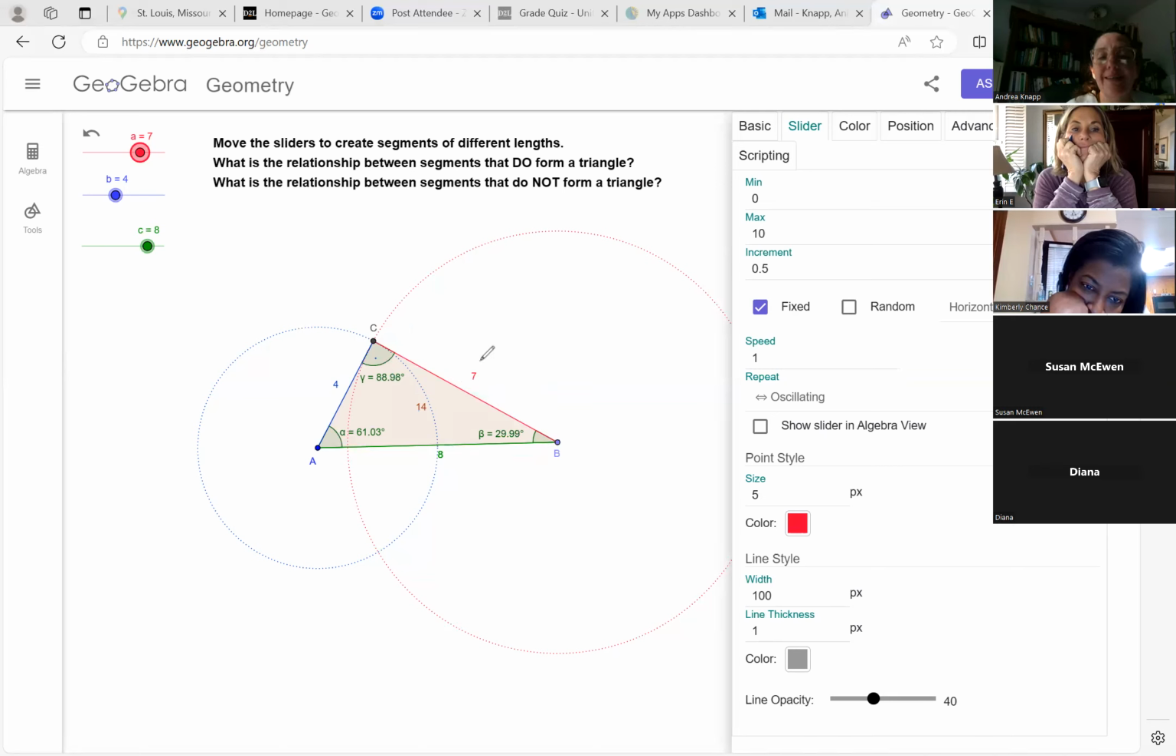Okay, we're gonna look at this side right here and that angle. Those things are fixed. They're not gonna change. But you could draw the triangle this way, where this side is still 4, this side is still 7, this angle is still 29.99 degrees, but it's a different triangle. It's not a unique one.